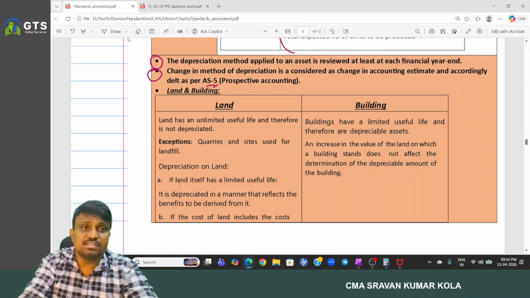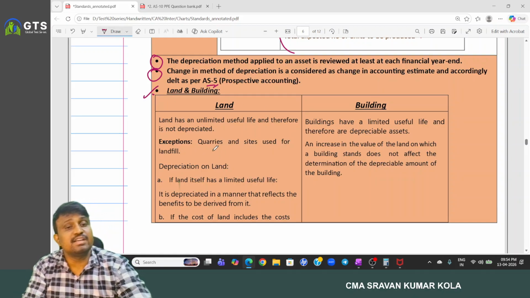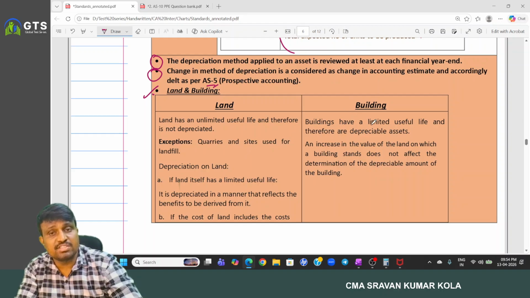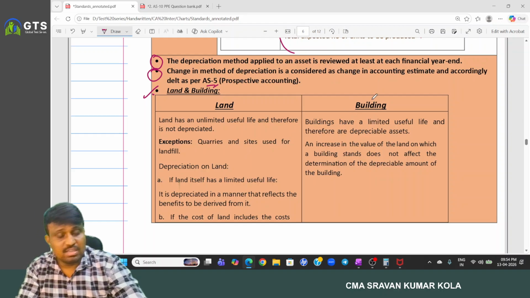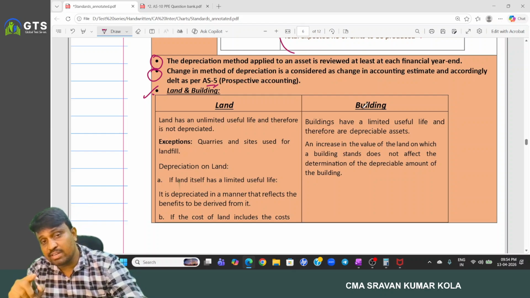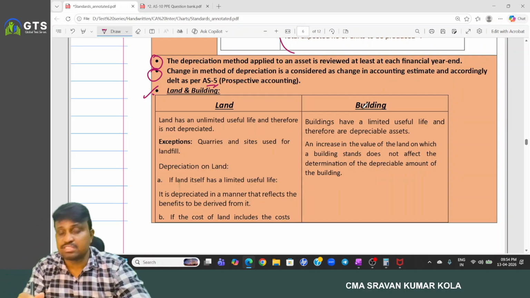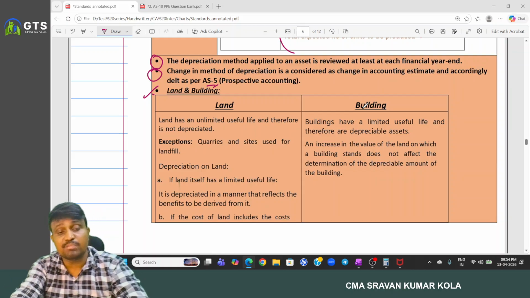And coming to land and building, land is treated as a non-depreciable asset, while building is treated as a depreciable asset. So in case of land, we can't provide depreciation. If a definite period is specified in case of land, we will provide depreciation accordingly, just like a regular PPE.